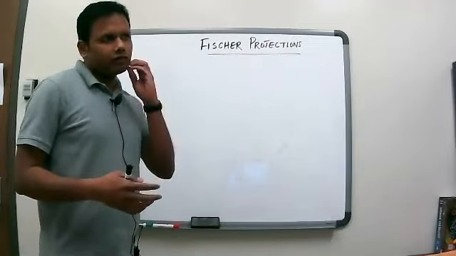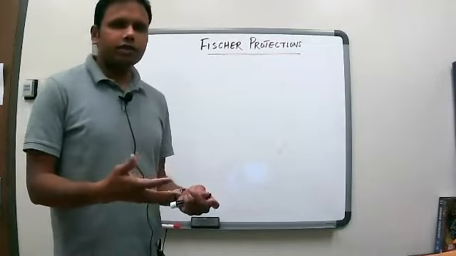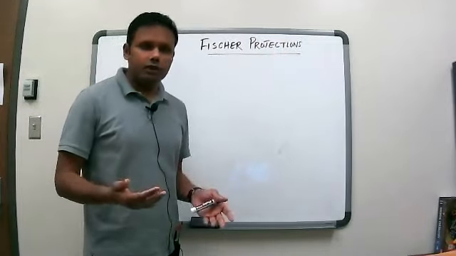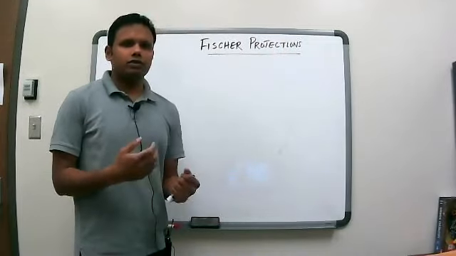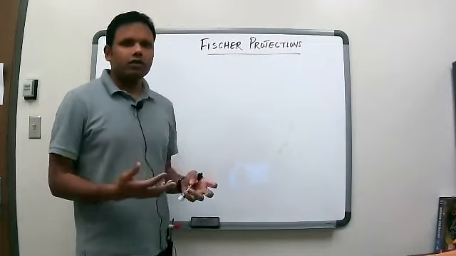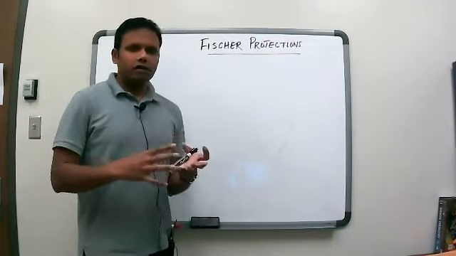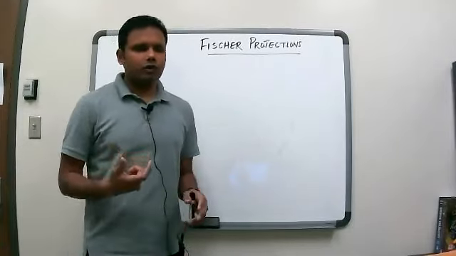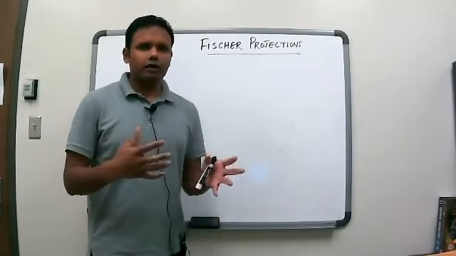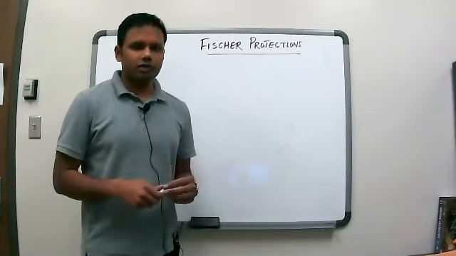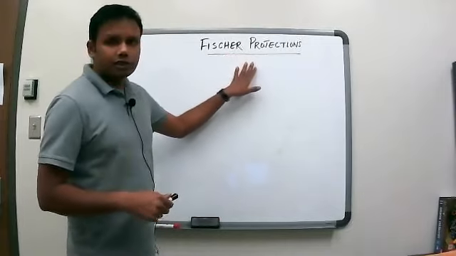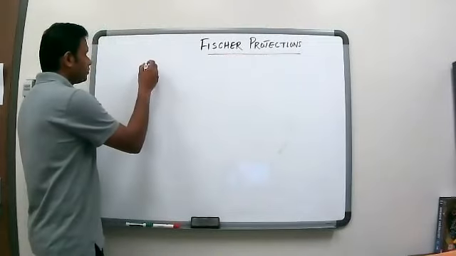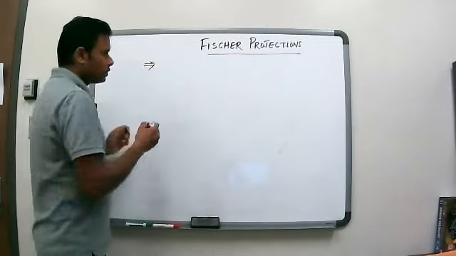Fischer projection is similar in the sense of Newman projections. Newman projections allowed us to draw molecules, specifically alkanes. Now you can use it for alkenes as well, but it allowed us to draw alkanes in a different way so that we could analyze the conformations. It was easy to rotate about the carbon-carbon bond and evaluate the stability of the different conformations that we got. Now, Fischer projections, when it comes to stereochemistry, is another way of drawing molecules with chiral centers.